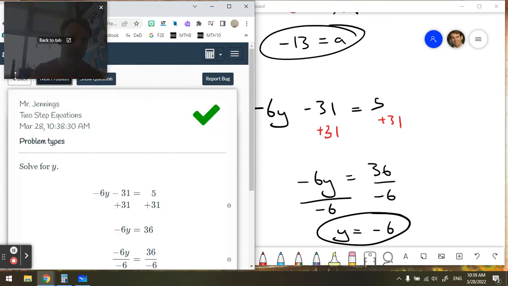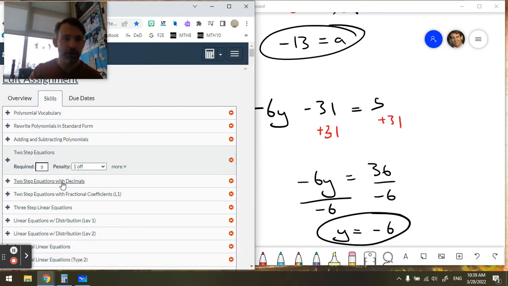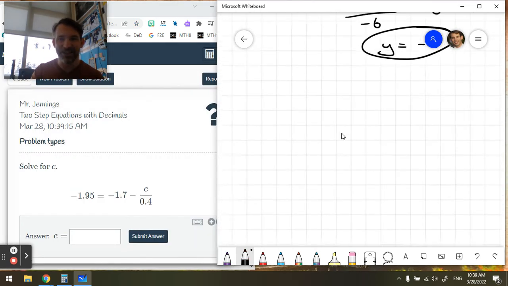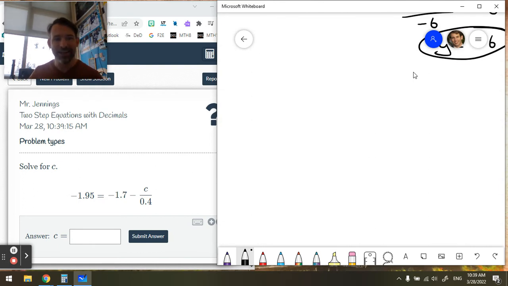Hooray! So that's how you do these. Inverse operations, it's called. Two-step equations with decimals. These ones, you need your calculator and you need your scratch paper. So here, but it works the same.